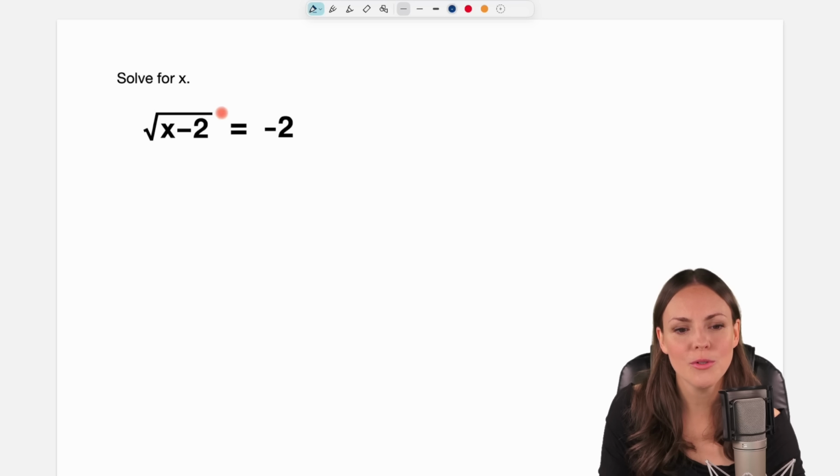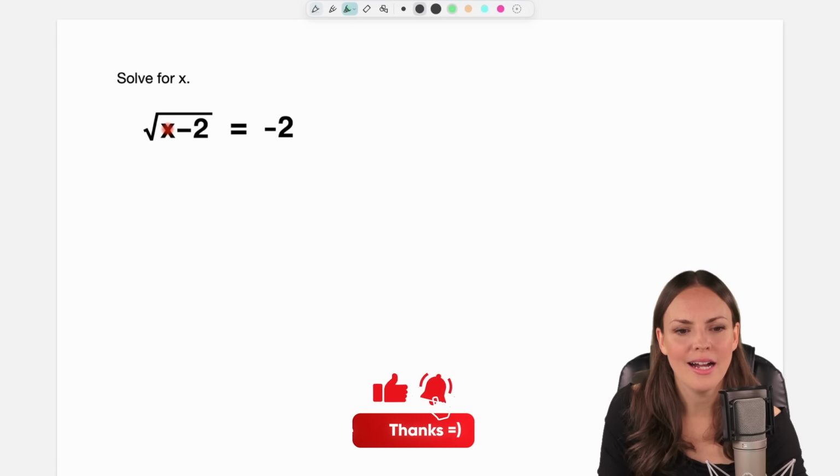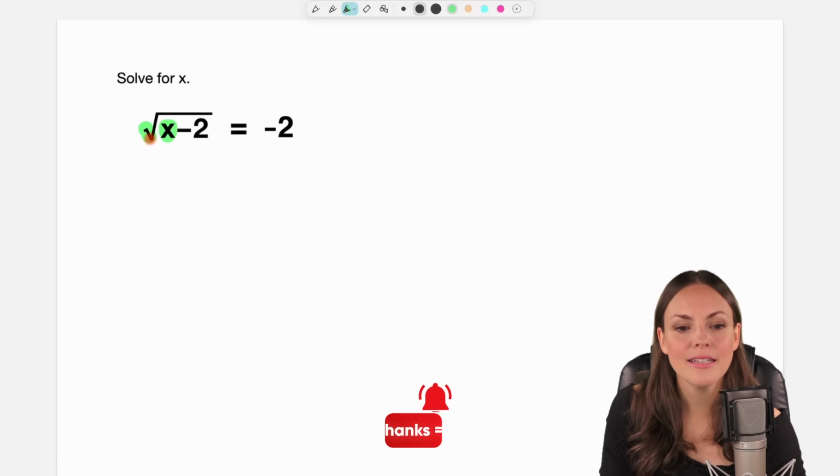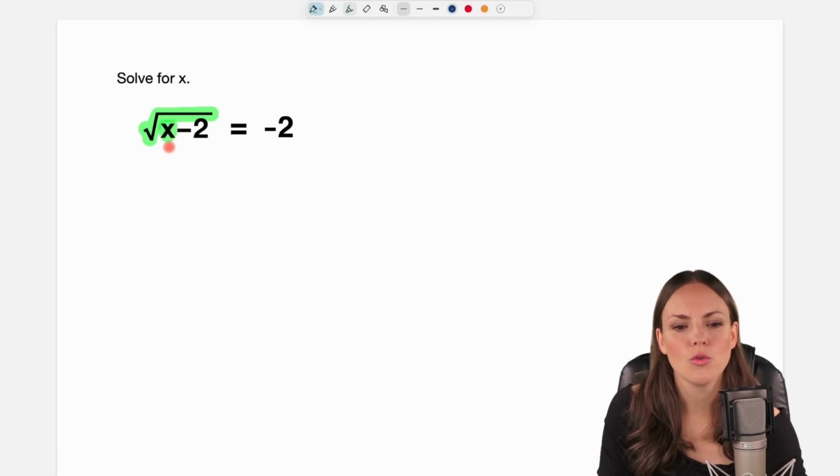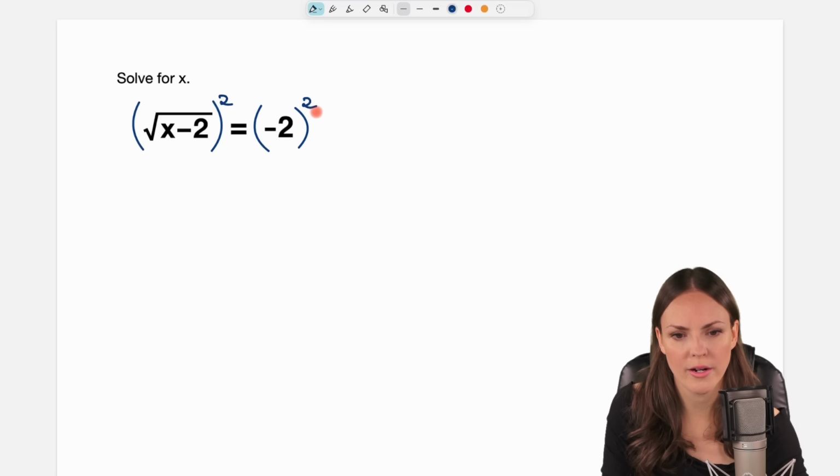We have the square root of x minus 2 is equal to negative 2. Our x is here in this square root, so to be able to solve for x, we have to get rid of the square root. How can we get rid of a square root? We can square our equation. So we take the entire left side and square it, and do the same thing on the right side. We take the entire right side as well and square it.